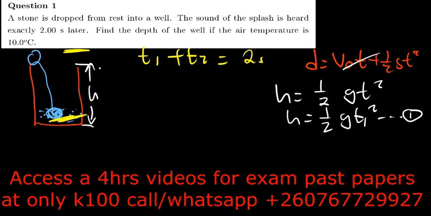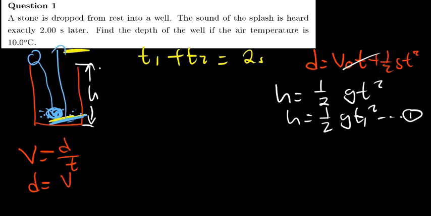Again, for the speed of sound, we do know that velocity is given by distance over time. In this case the distance is h, and my goal is to make h the subject of the formula. So d will be equal to v, the speed of sound in air, times T2, the time it takes for the sound to travel from here all the way up. d is the same as h.